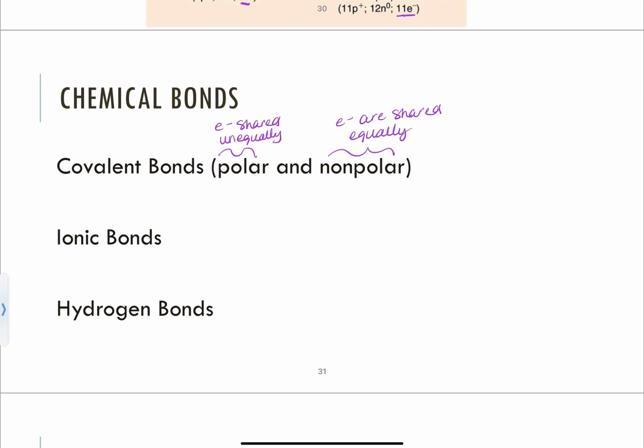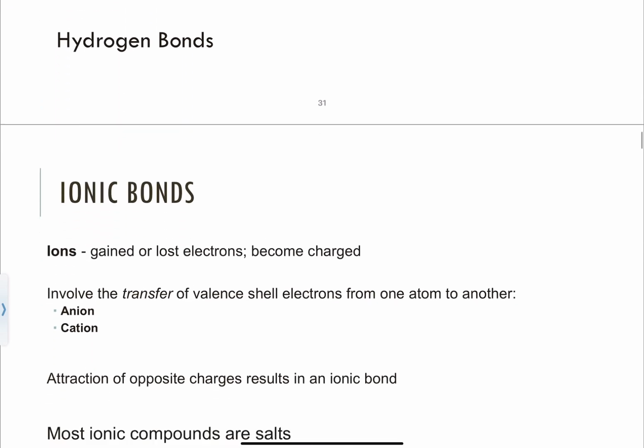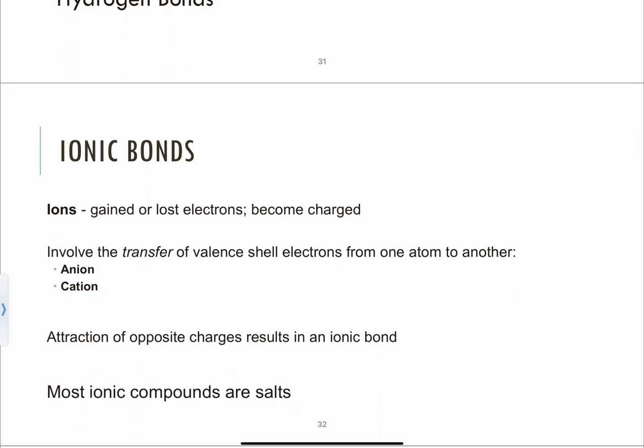Hydrogen bonds, these aren't really true bonds. They're the weakest type of bonds we have, and they're just attractions between atoms with partial positive charges and partial negative charges. We're going to talk about all of these in more detail now. So let's begin with ionic bonds.